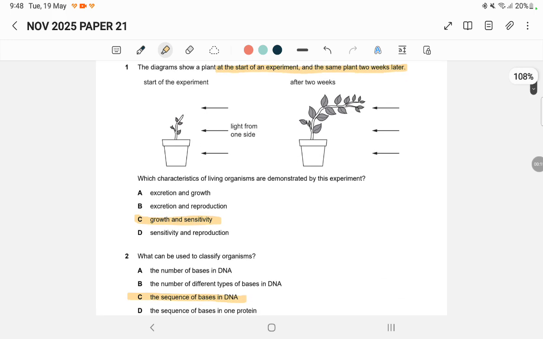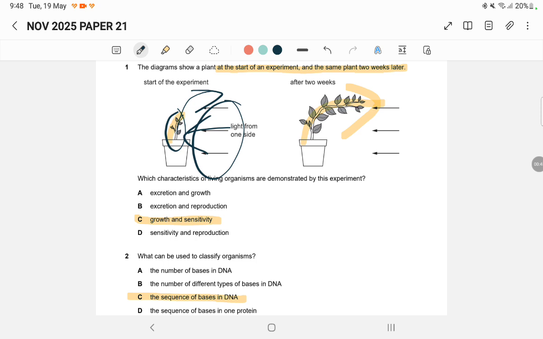Start of the experiment, as you can see, if I make the light come from one side, after 2 weeks the plant will go towards the direction of the light. So basically I can see that the plant had increased in length. So this is growth and sensitivity, because as the light was moving to that direction, the plant moved towards the direction of the light.